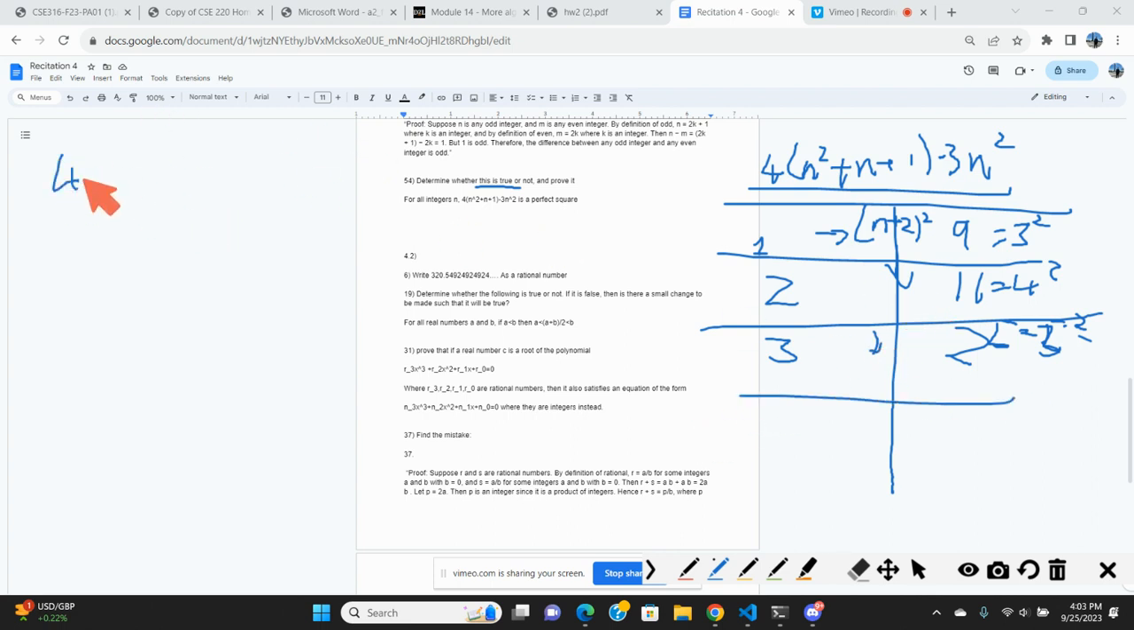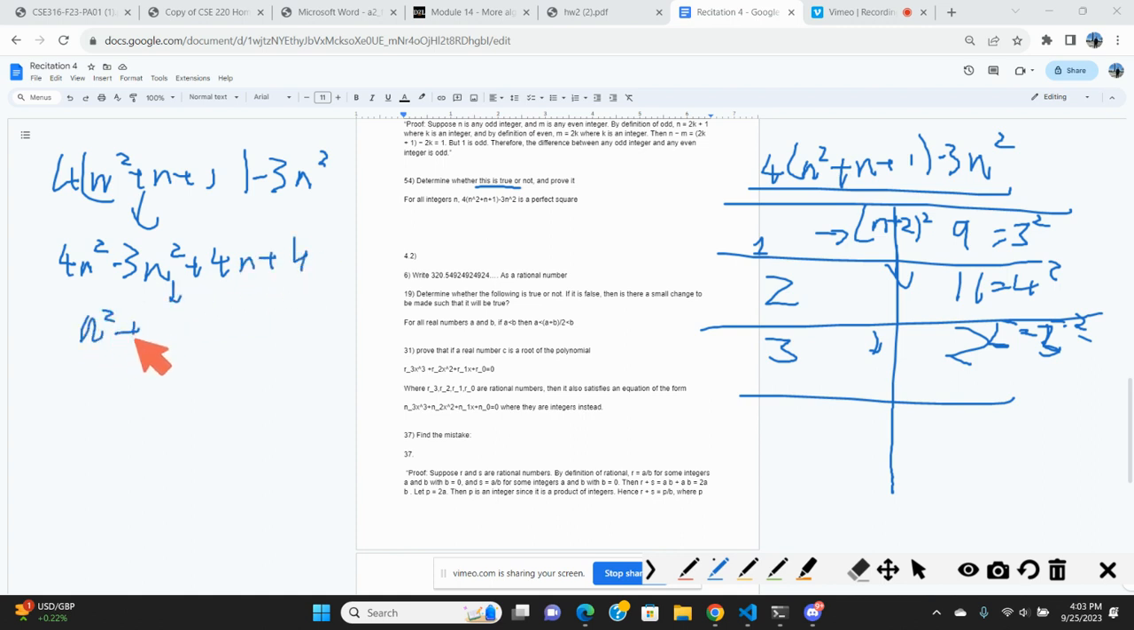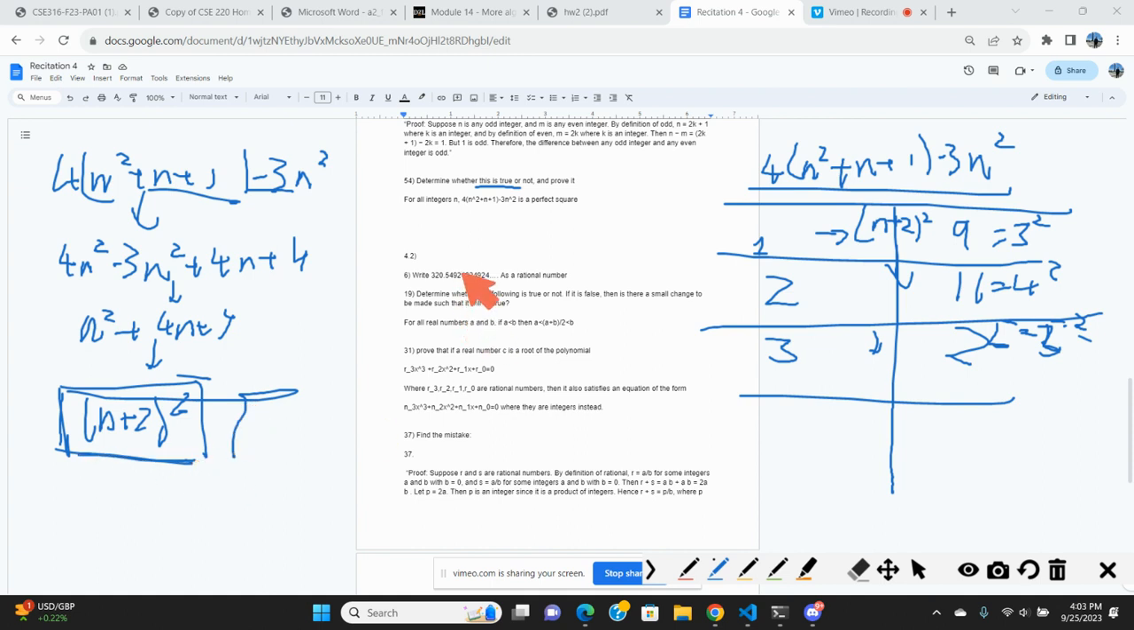Let's actually derive this. So we have 4n squared plus n plus 1 minus 3n squared, which is essentially the same thing as 4n squared minus 3n squared plus 4n plus 4. Or this is n squared plus 4n plus 4, which can be rewritten as n plus 2 squared. So we have shown that 4n squared plus n plus 1 minus 3n squared is in the form of a perfect square. And in this case, this statement is indeed true.